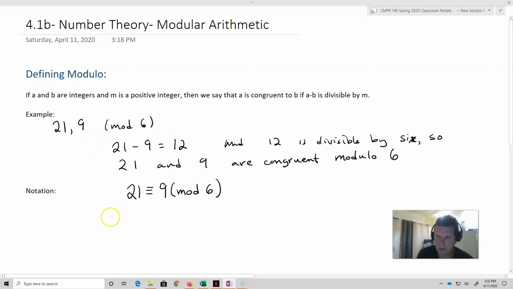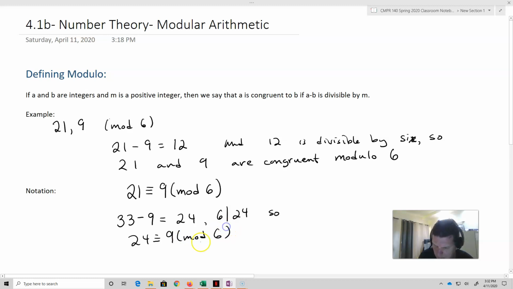Say, for example, we want to know 33. We'll take that 33 minus 9. That's going to equal 24. 6 does, in fact, divide 24. So 24 is congruent to 9 modulo 6. Okay, m, this value like 6, is called the modulus. And this relationship right here is called the congruence.